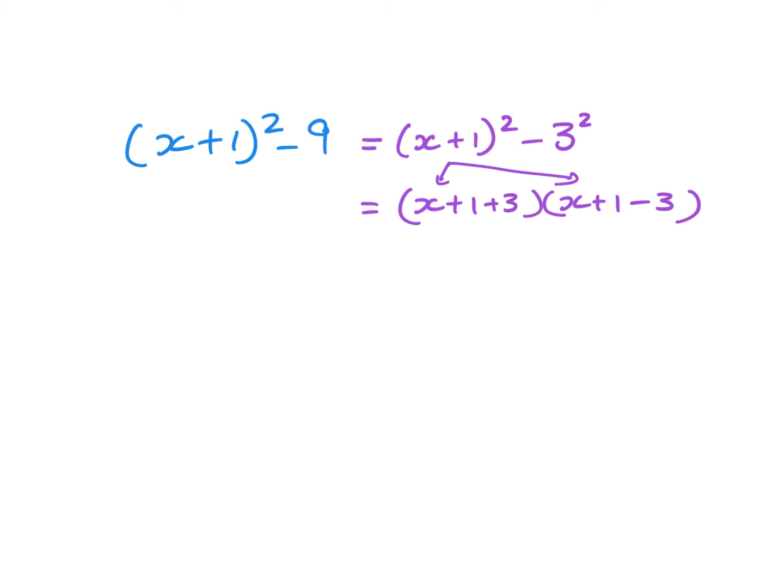a positive multiplied by a negative is going to give me my negative. And then what we need to do is we need to simplify our little brackets. So we need to collect some like terms that are in our brackets. So this is going to be x plus 4, and this is going to be x minus 2. And we have simplified. Okay, well that's all there is really to factorizing the difference of two perfect squares, or DOPs.